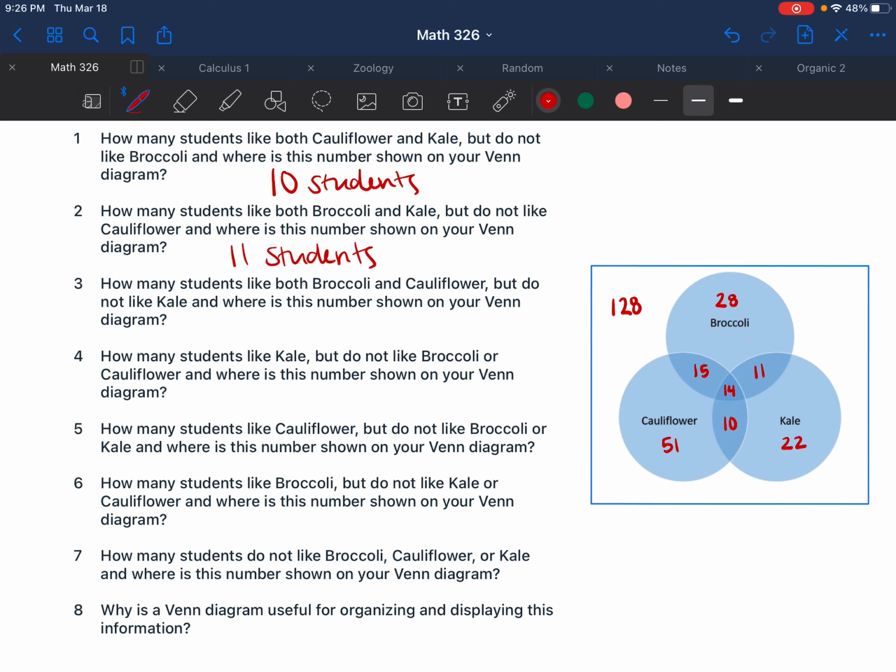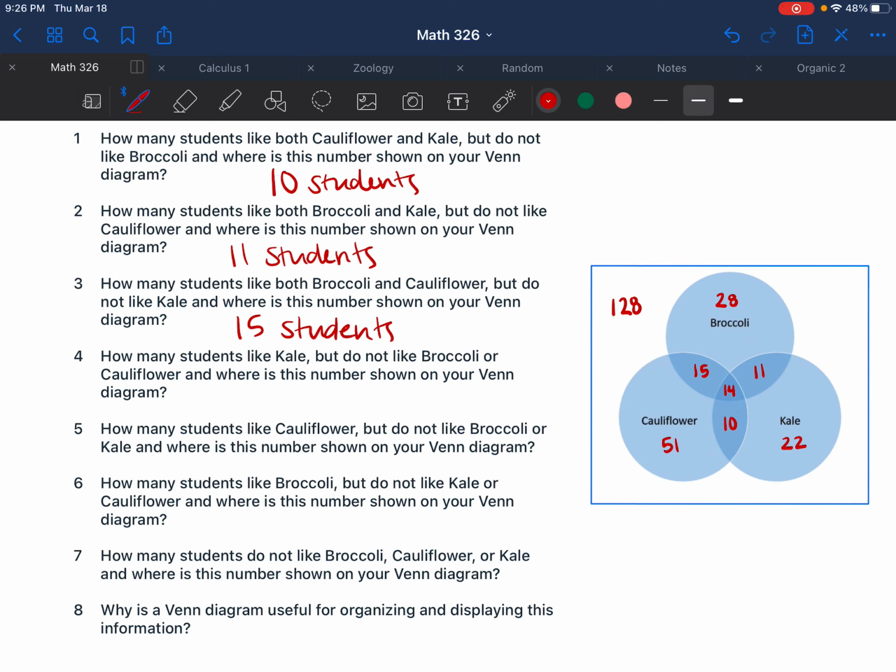Number 3, how many students like both broccoli and cauliflower but do not like kale? And where is the number shown on your Venn diagram? Same thing as the last 2 questions. We're looking at broccoli and cauliflower. They overlap in this section, but kale also overlaps in this section. So that means we're only looking right here, because that's where only broccoli and cauliflower overlap. So we have 15 students that like both broccoli and cauliflower, but not kale.